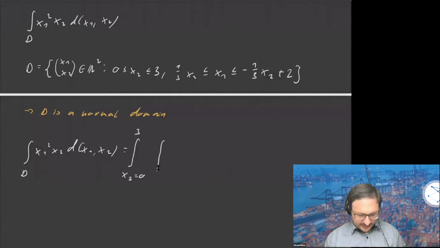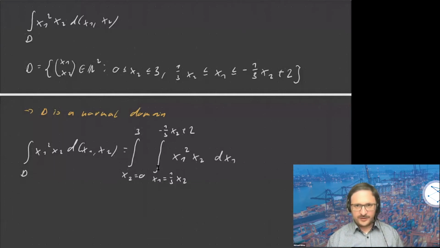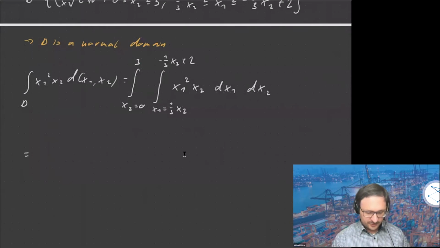And then the inner integral is the 1/x1. So x1 varies between 1/3 x2 and minus 1/3 x2 plus 2. And we integrate the expression x1 squared x2, first with respect to x1, so dx1, then with respect to x2, so dx2. And now we just have to do the computations.